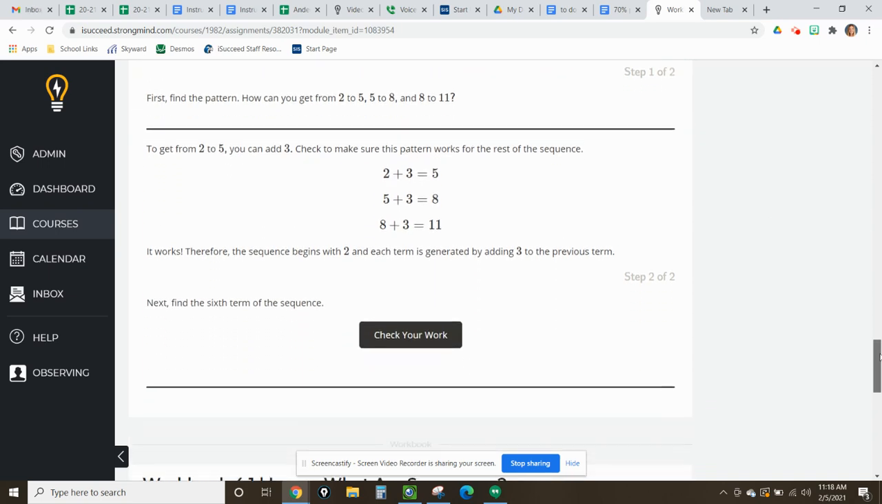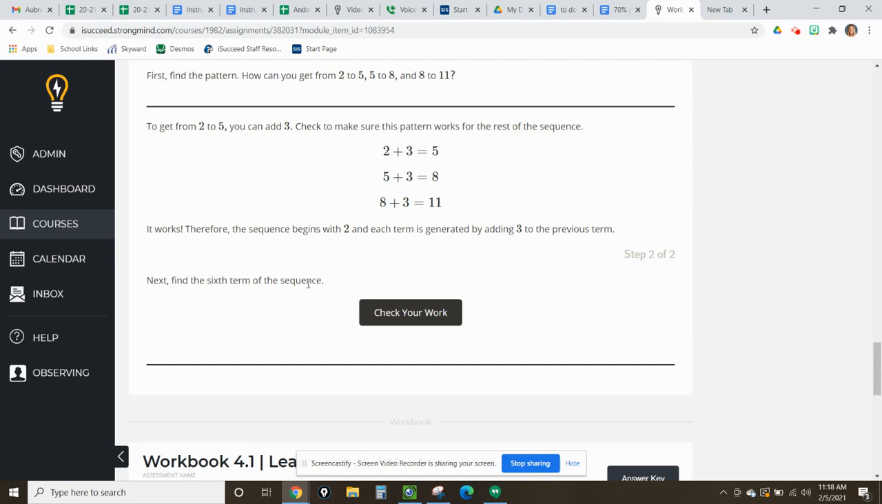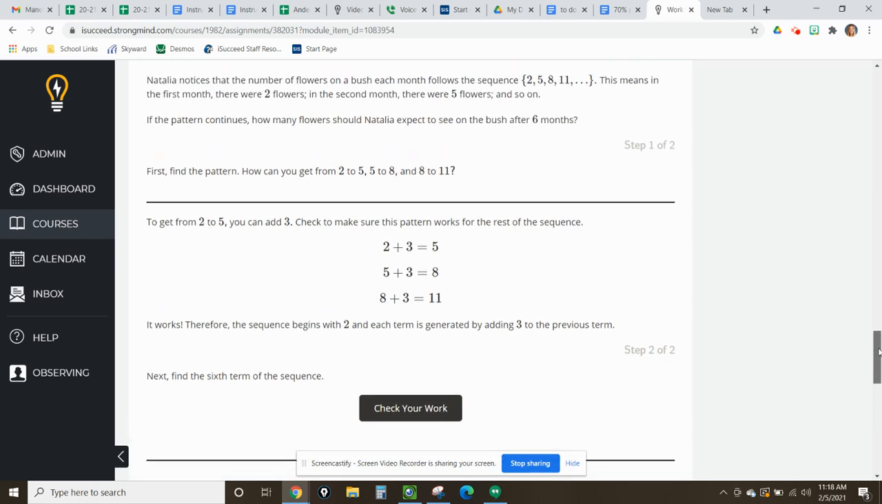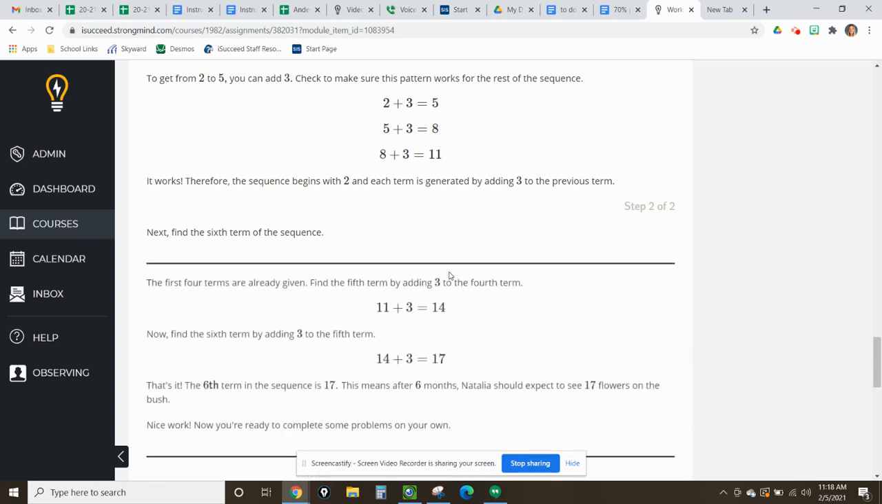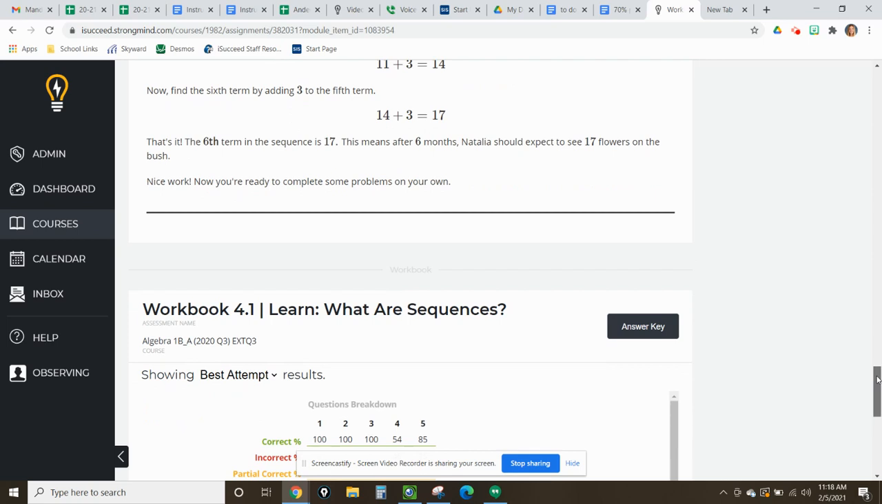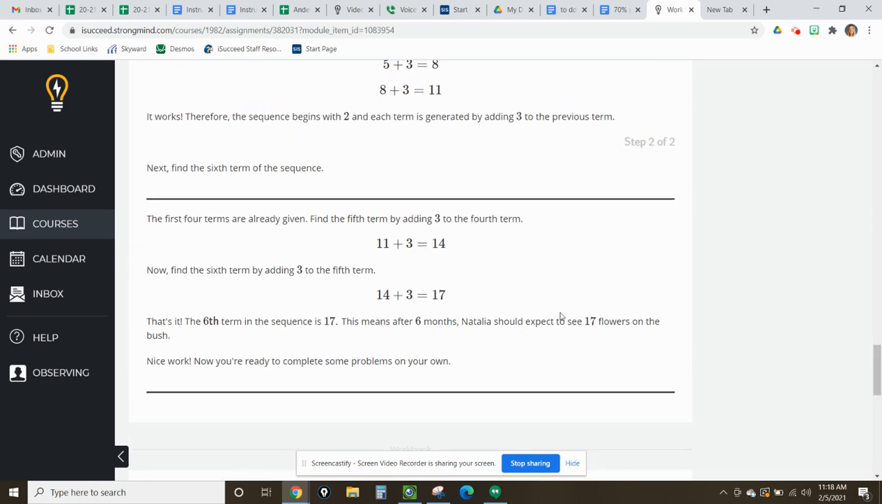I like the way they have you check your work. Now let's find the 6th term in the sequence. The first term was 2. Let me go back up. We have 2, 5, 8, 11. That's the 4th term. We need to go 2 more terms. The 5th term, if I add 3, would be 14. If I add 3 again, I would get 17. So the 6th term in the sequence should be 17. Yay, 17. Now it says you're ready to complete some problems on your own. I'm going to stop this video and let you do those problems, and I'll make a video for the next part of the lesson too.